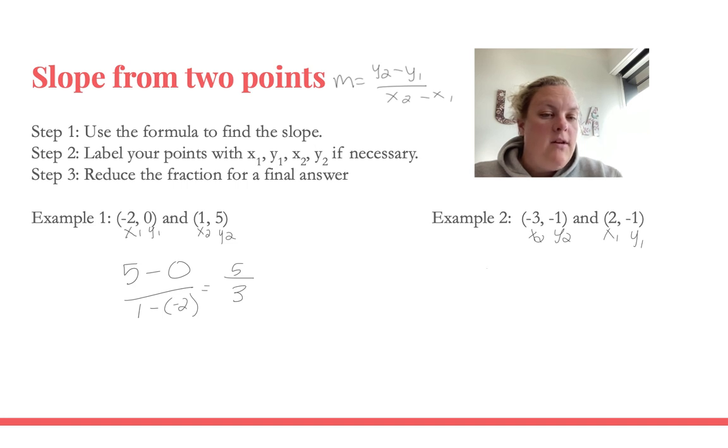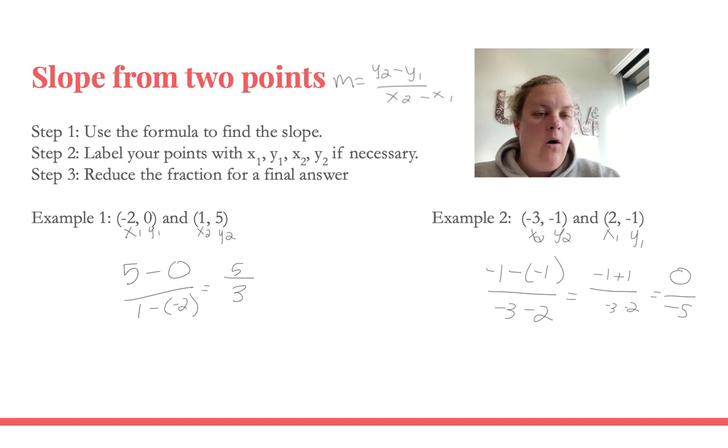I'm going to substitute in my y's. -1 minus -1 divided by -3 minus 2. This is going to give me a fraction here. -1 minus a -1 turns into -1 plus 1 over -3 minus 2, which is 0 over -5.